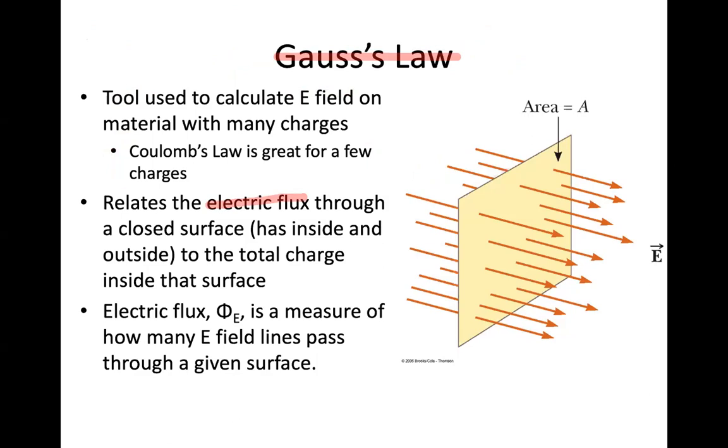So electric flux is basically the measure of how many electric field lines pass through a given surface. So you can imagine that the more electric field lines, the denser it is, the more electric flux. The fewer electric field lines, the smaller the electric flux. So we're going to need to understand electric flux because Gauss's law is totally related to it. So first, let's go there.